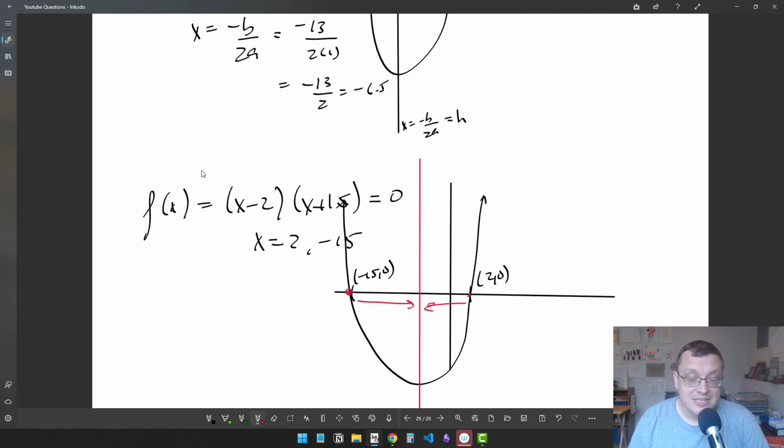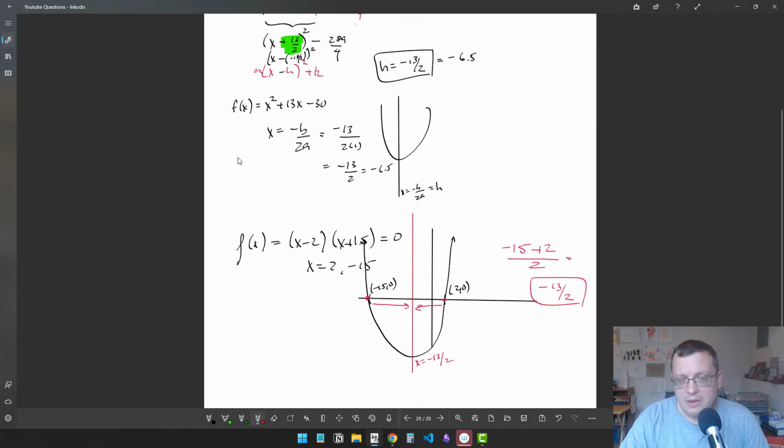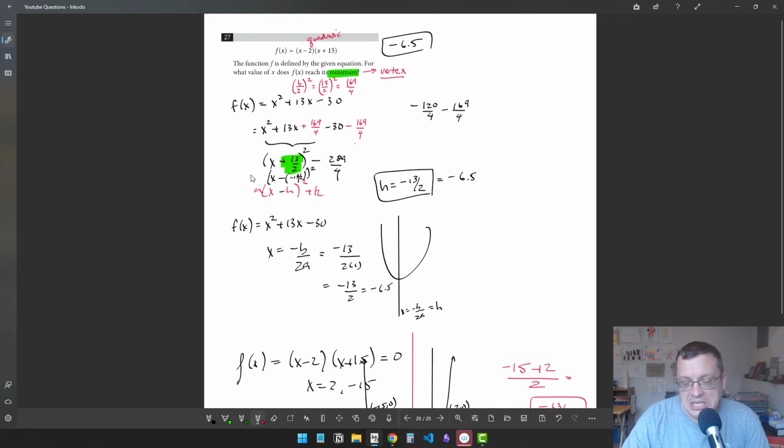If these 2 points are at this equal height of 0, then the x value that's equidistant from them must be that dividing line that cuts it in half. So if I simply do negative 15 plus 2 divided by 2, if I average the x-intercepts, what do I get? Well, I get negative 13 over 2, which is the answer. And again, this should be the line x equals negative 13 over 2, which is the h value of the vertex.